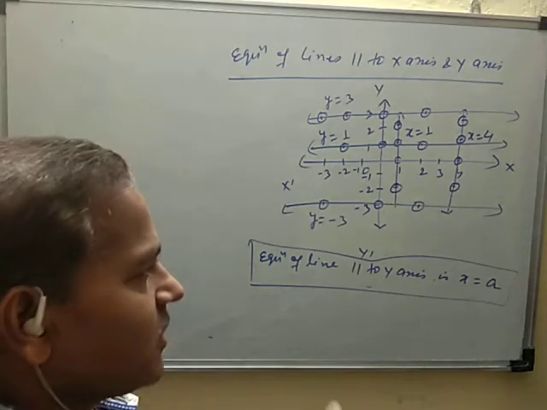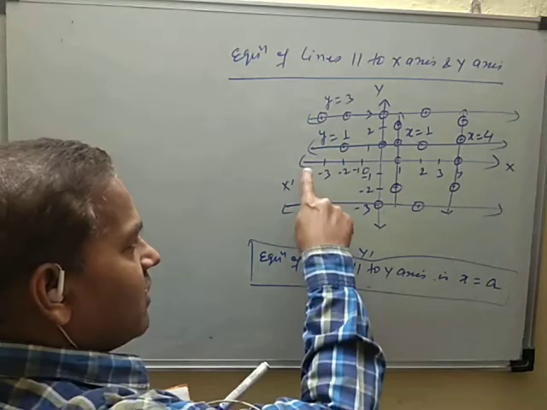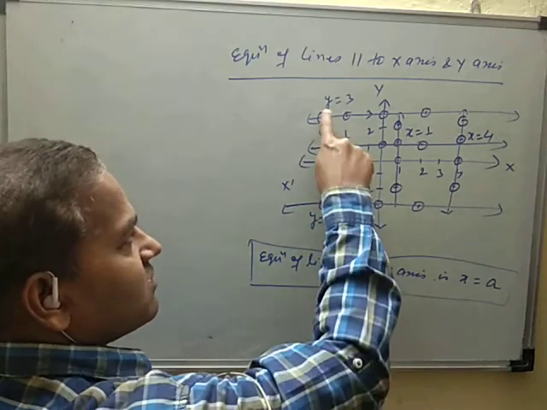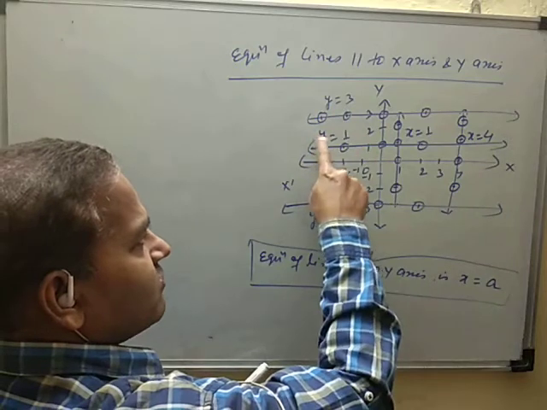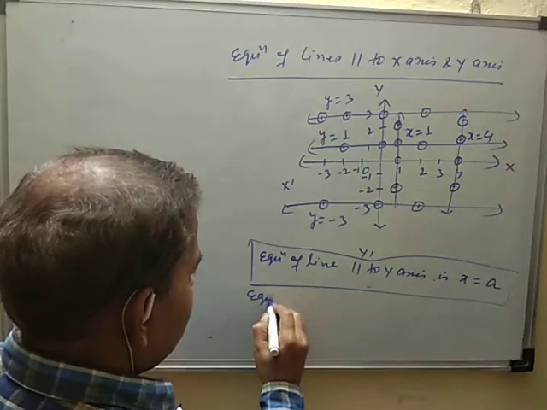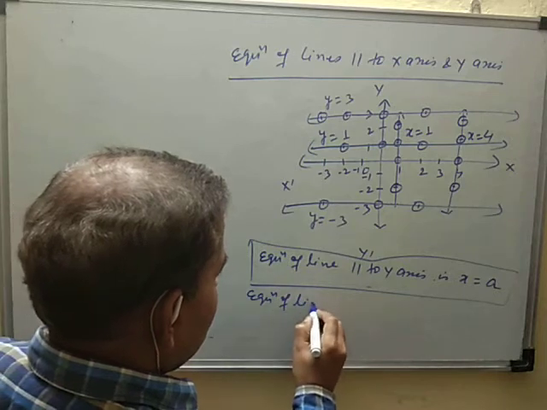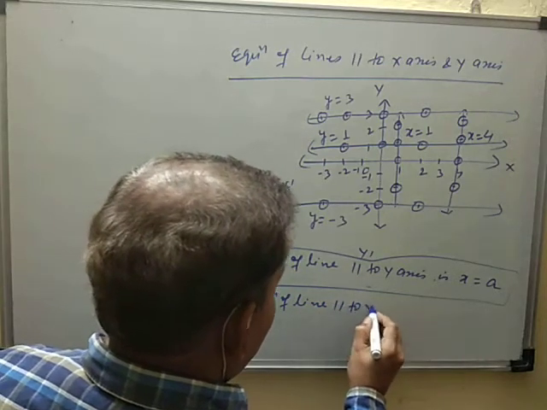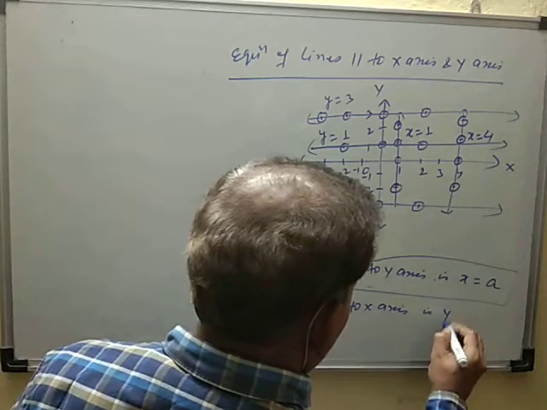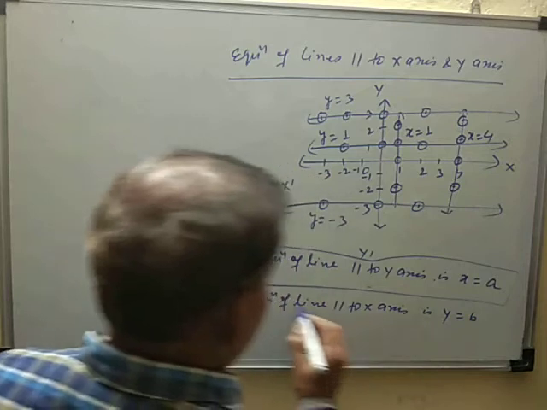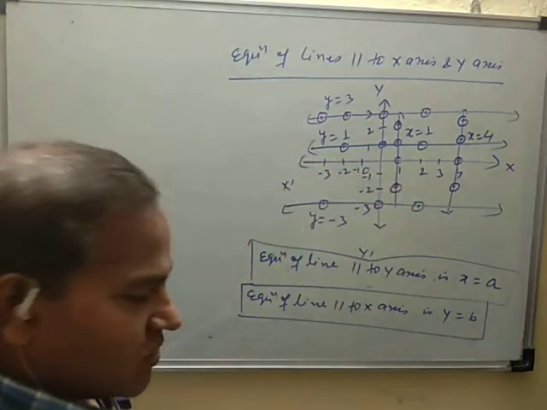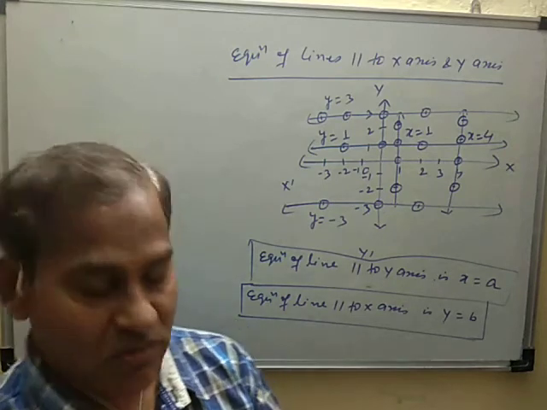That is equation of line parallel to x axis is y is equal to some constant. So equation of line parallel to x axis is y is equal to some constant b. Y is equal to some constant b. This is the equation of a line.